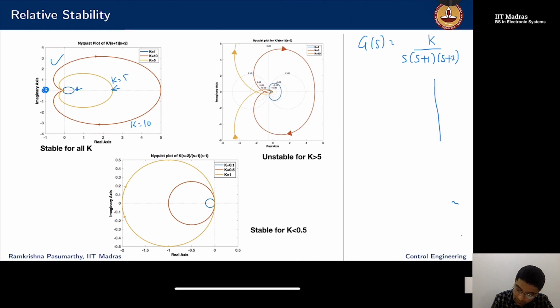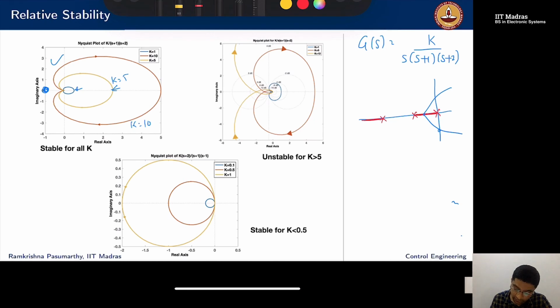So just draw the plot here. I have poles at the origin, a pole at -1, and a pole at -2. What are the points on the root locus? If I just look at the real line, these will be the points on the root locus. Then they will meet here and then go away. So there will be some gain k after which the system becomes unstable.